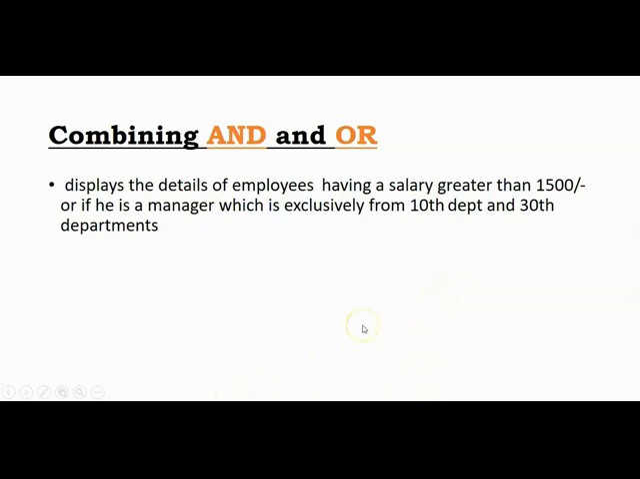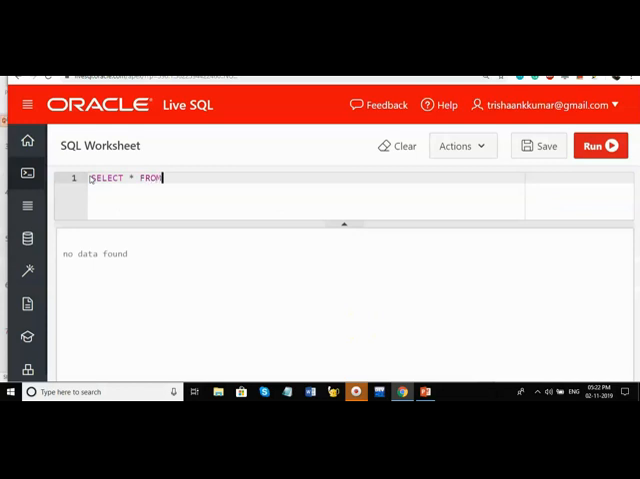We will try to write the query. Let's try to display all the data, no problem. Select star from EMP where, what is the first condition? Salary greater than 1500 or job equal to manager. Now what happens? Either he is a manager or any person who is getting salary greater than 1500. It can be managers or any other employee with more than 1500 salary, or it can be a manager who is getting more than 1500 salary.